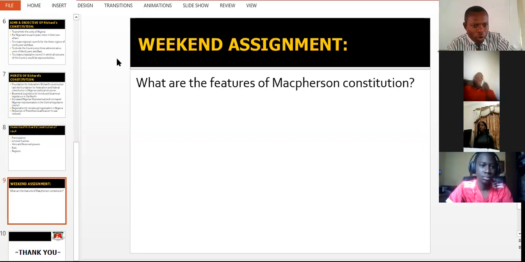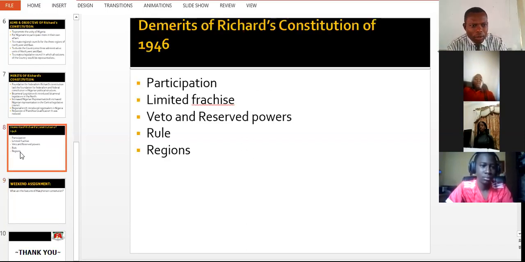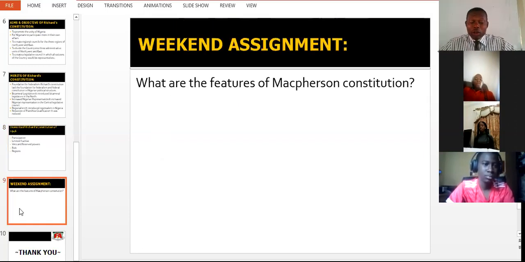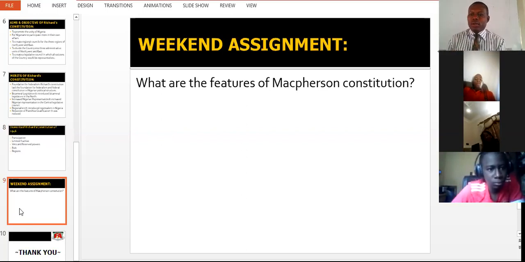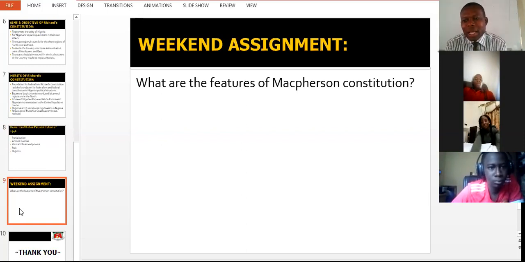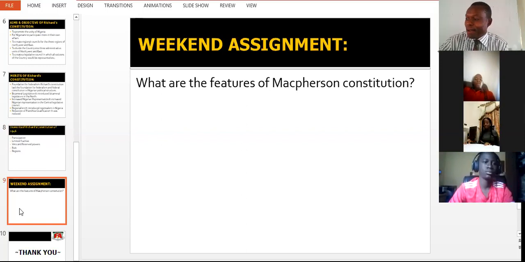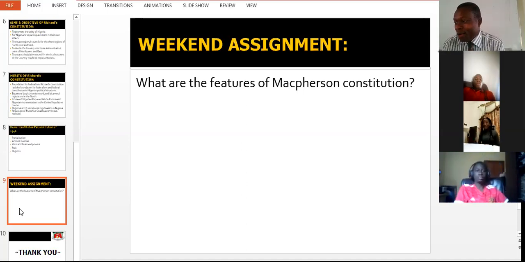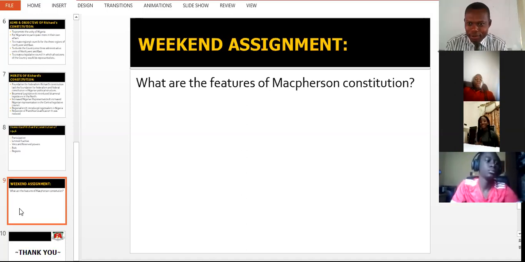Before we draw the curtain, any question? There's a weekend assignment for you. Any question? Okay, now let me ask you. Esther, can you tell me one feature of the Richards constitution? Give me one feature of the Richards constitution. Let me allow you to think. Anyway, we're still within our time. We still have a few minutes left.